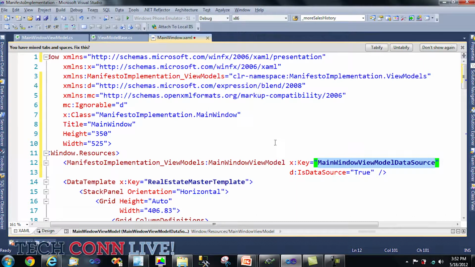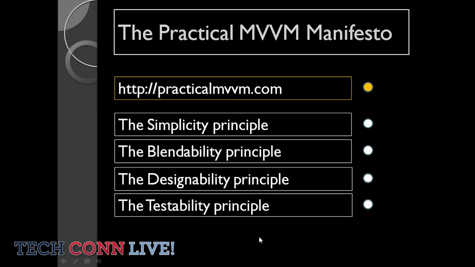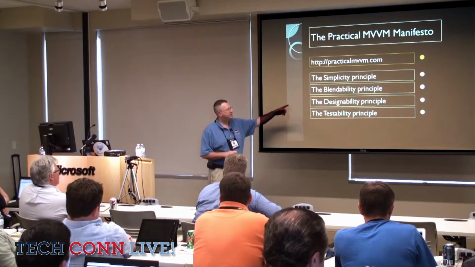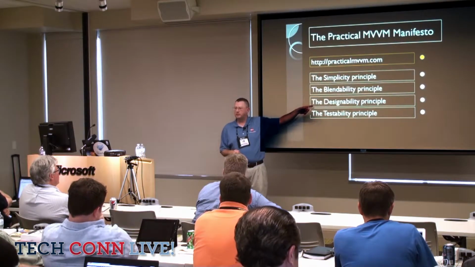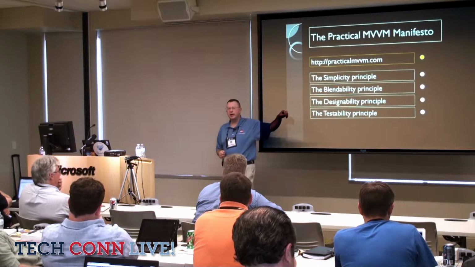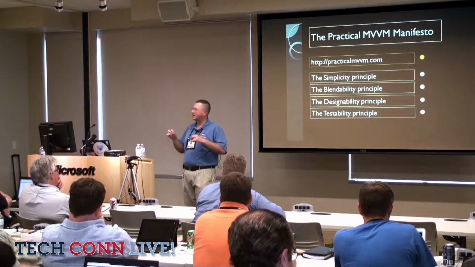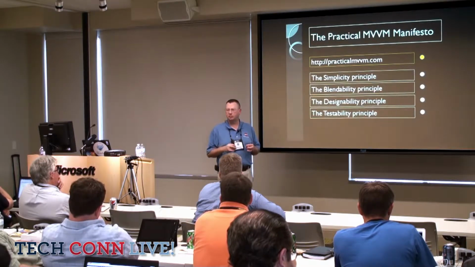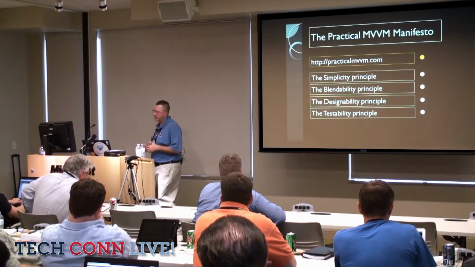OK, so let's look at designability. The designability principle says that as long as I have these first-class tools, let's take advantage of them. Blend, being a design time tool, should therefore have the capability to display design time data. So in other words, my architecture should provide at least the capacity for design time data. And this actually becomes a really simple thing to do as long as we're following these other principles, using MVVM and data binding.